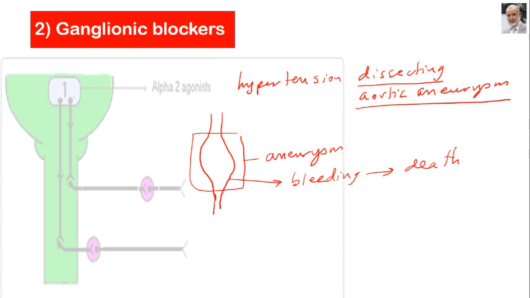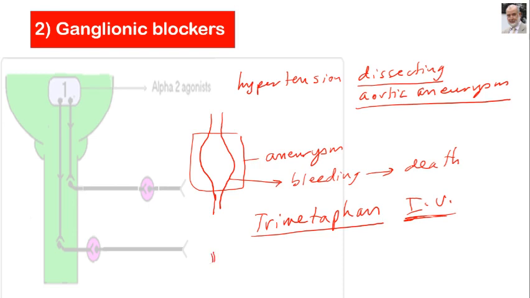Okay. So usually in this case, they give trimethaphan. This is the drug of choice in this case. Trimethaphan is given in surgical operation of dissecting aortic aneurysm to decrease the blood pressure and to prevent bleeding as a result. Okay.